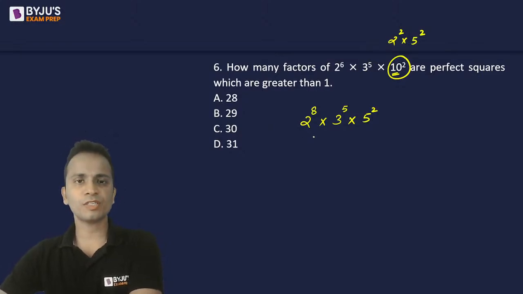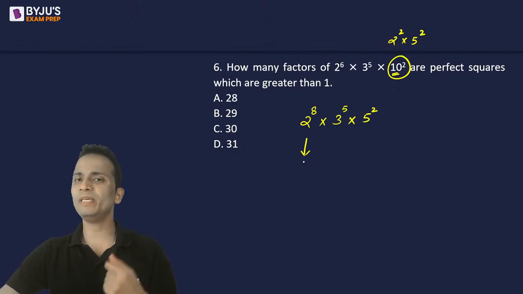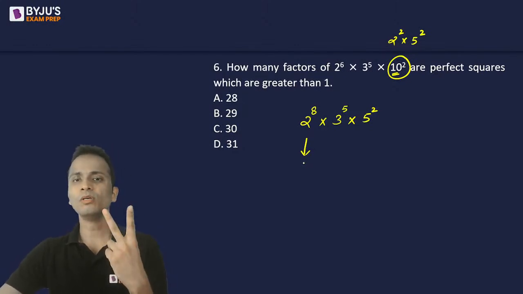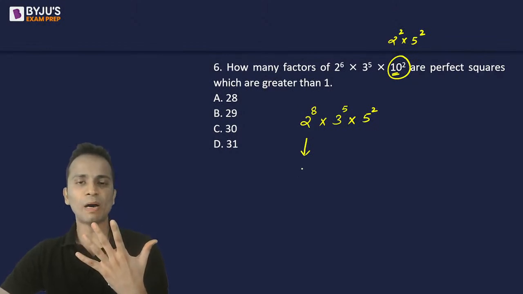Now the number of factors which are perfect squares. So the powers of 2 which are even will be considered. So the powers of 2 will be 0, 2, 4, 6 and 8. Okay. So the powers of 2 can be chosen in 5 ways.